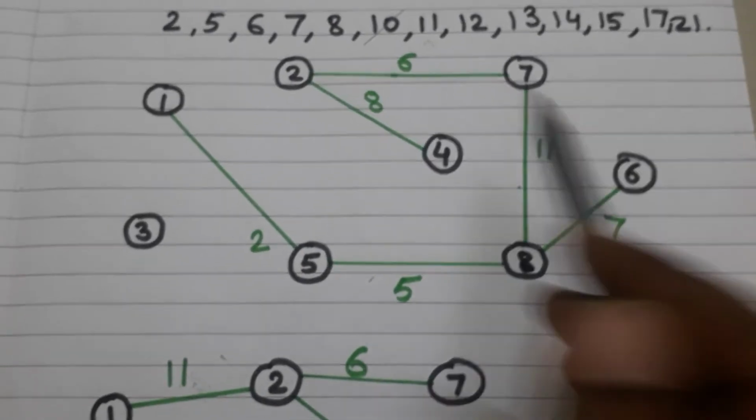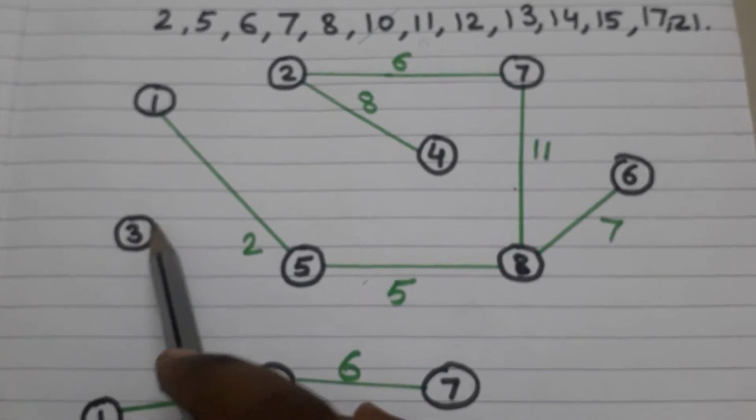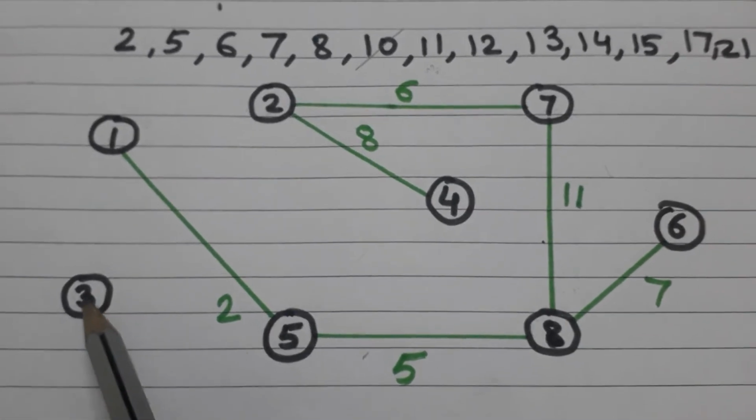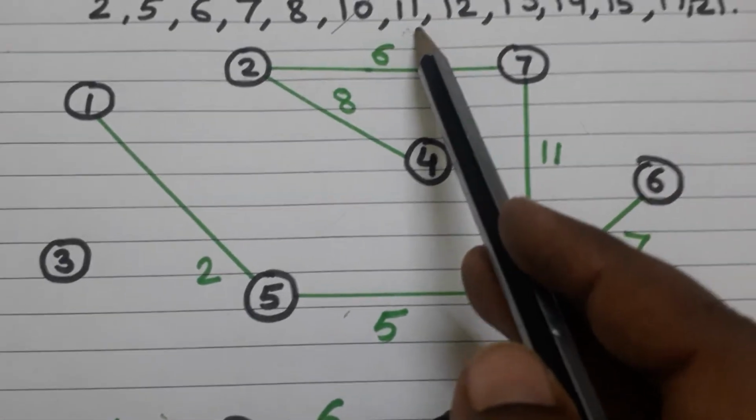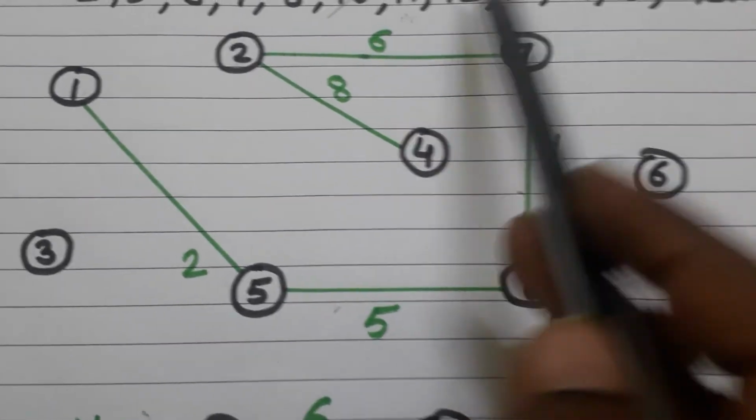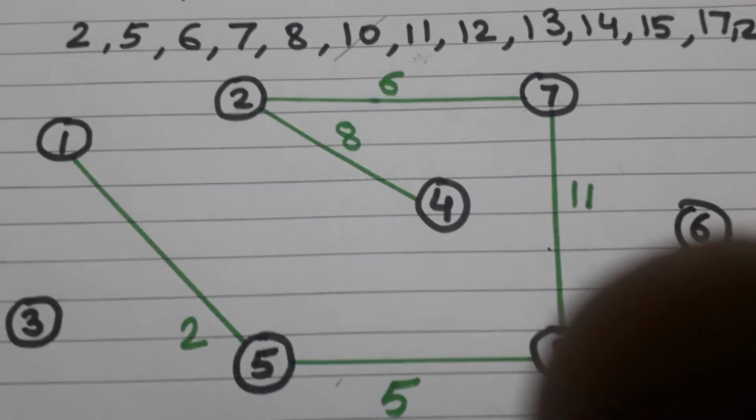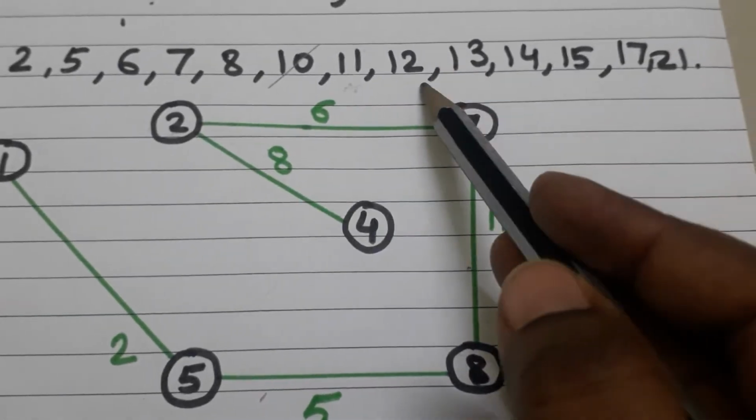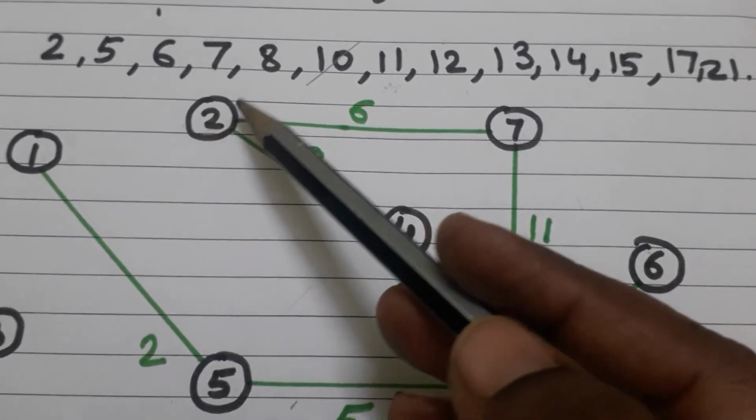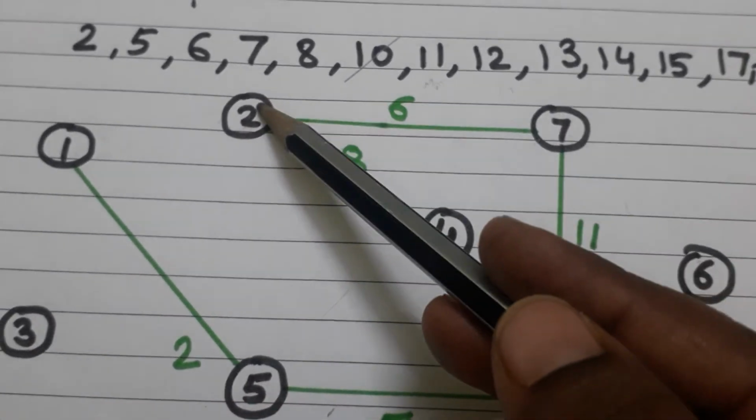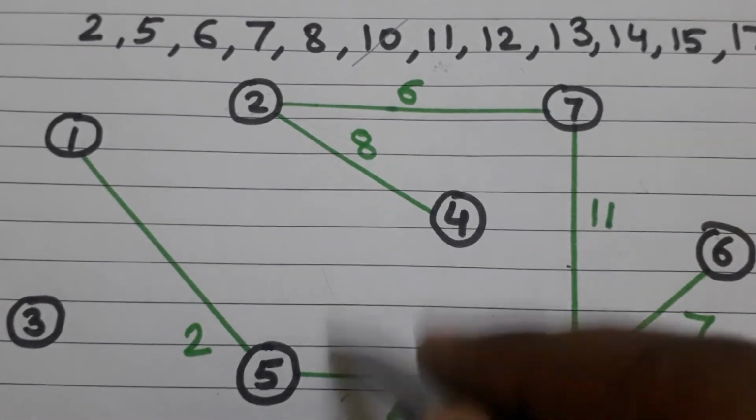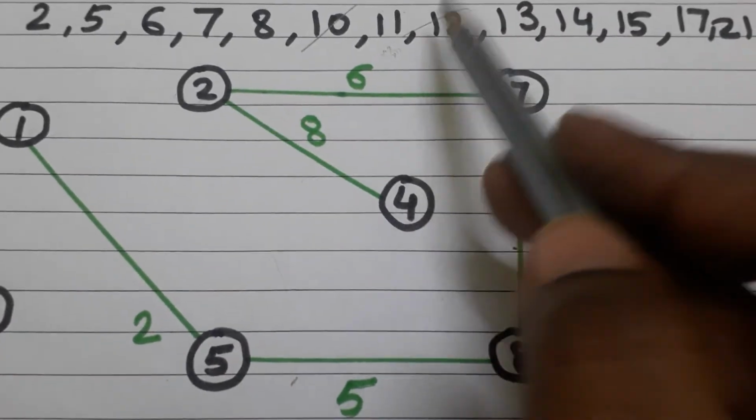Now only one vertex is remaining to connect. So that is vertex 3. So after 11, the next age is 12. Now if we check this age, so we have to draw from 2 to 5. But if we draw this age, it will be a closed loop. So therefore, we will not include this age.